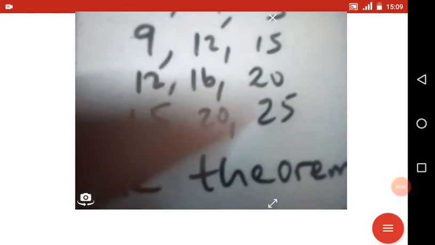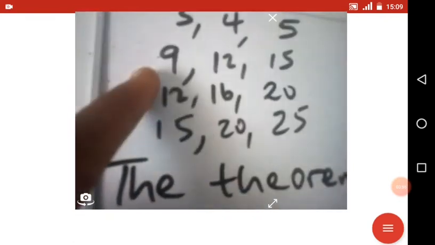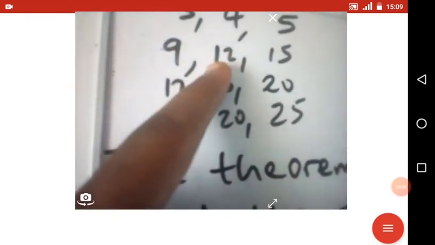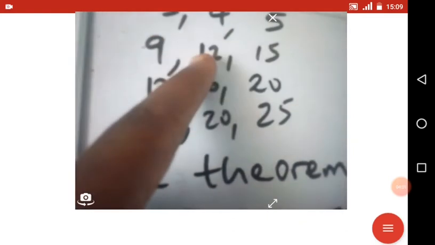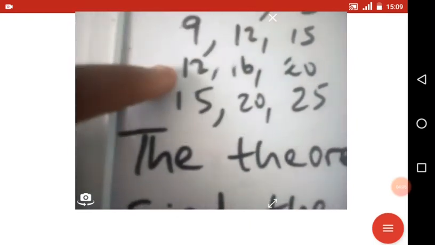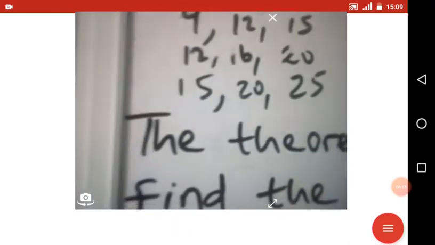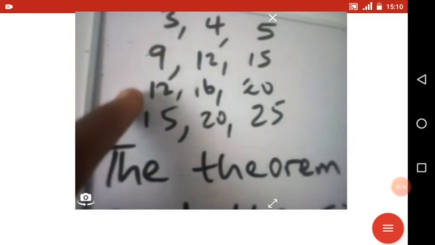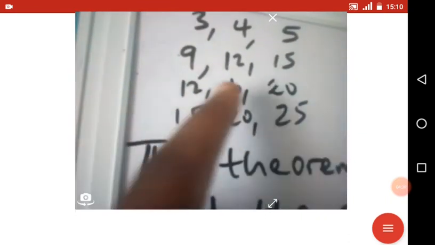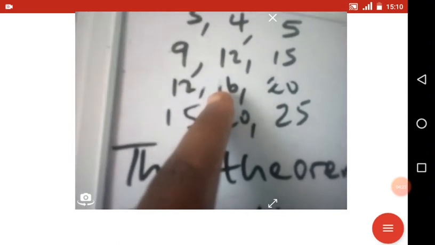This 9, 12, and 15 is also a Pythagorean triple because 9 square is 81, 12 square is 144. 81 plus 144 will give you 225. And the square root of 225 is 15. You can multiply by 4. 3 times 4 is 12. 4 times 4 is 16. 5 times 4 is 20. So 12, 16, 20, they are also a Pythagorean triple. For example, 12 square is 144. 16 square is 256. 144 plus 256 will give you 400. And the square root of 400 is 20.